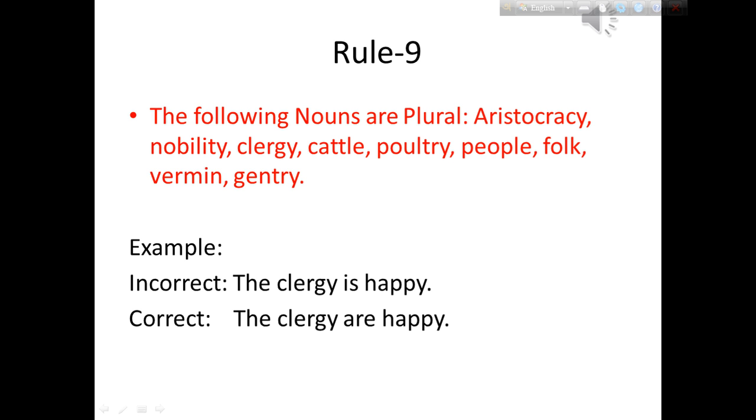So let's see the example. The clergy is happy. If you don't know the word clergy is a plural noun, then you will think that this sentence is correct. So, as we already know the list of the plural nouns and clergy is one of them, the correct sentence will be the clergy are happy.